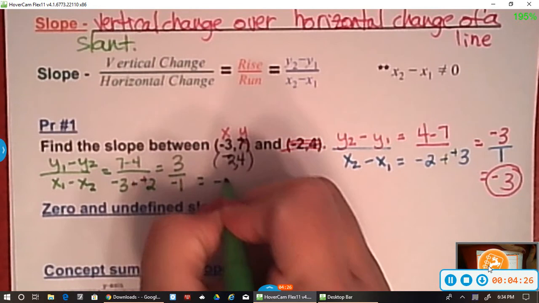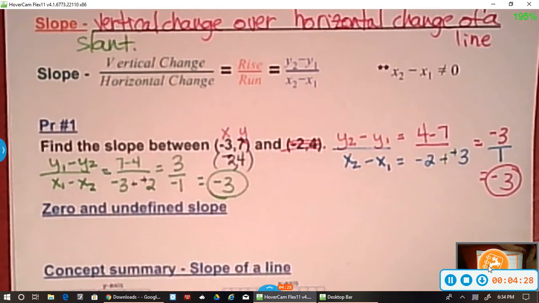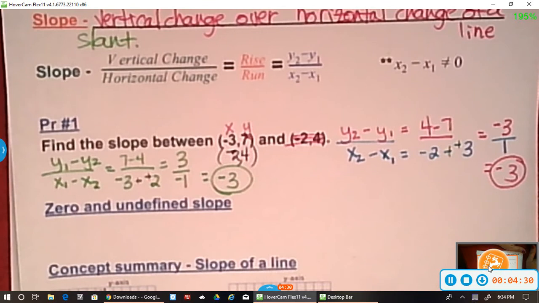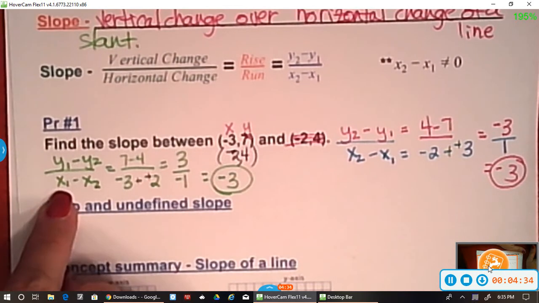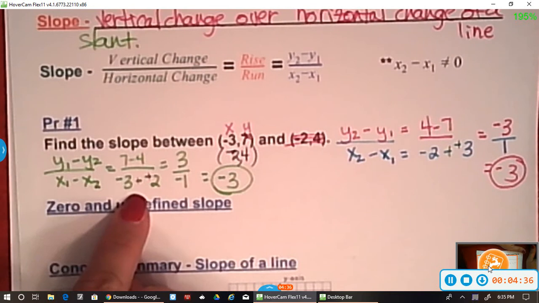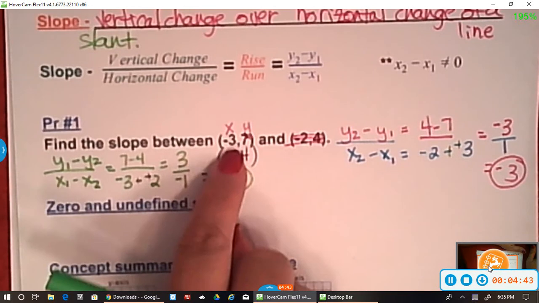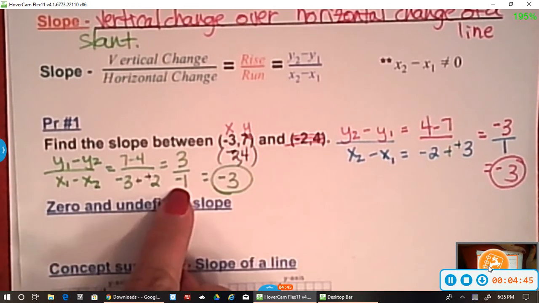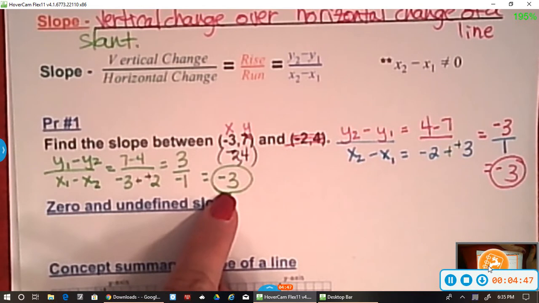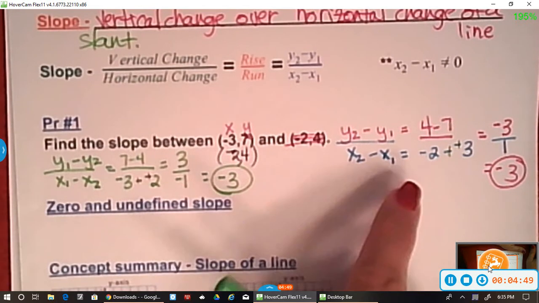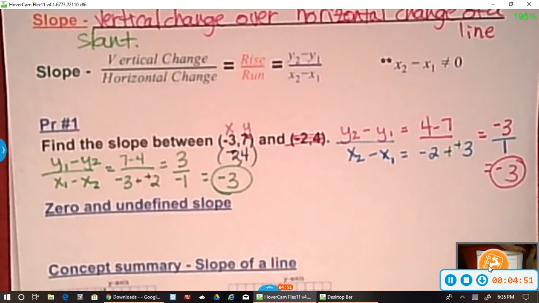My slope is still 3. I just went about finding it a little bit differently. And I do it this way because it usually means I don't have to write this step down. I stack my points up and do 7 minus 4, write down my 3, negative 3 minus negative 2, write down my negative 1, and simplify. But whichever way you prefer, you get the exact same thing.